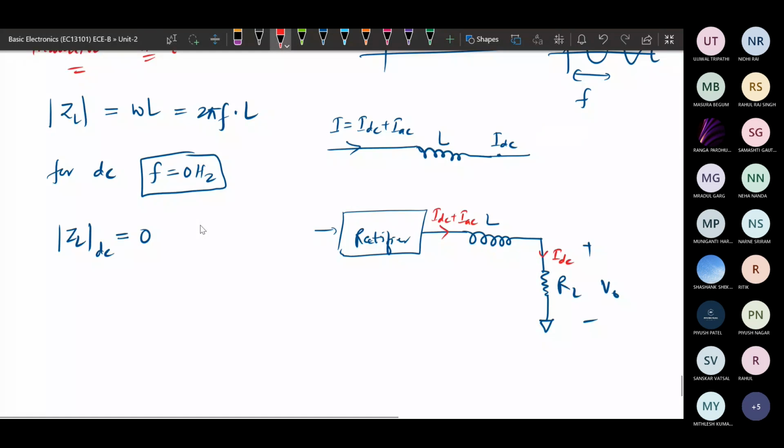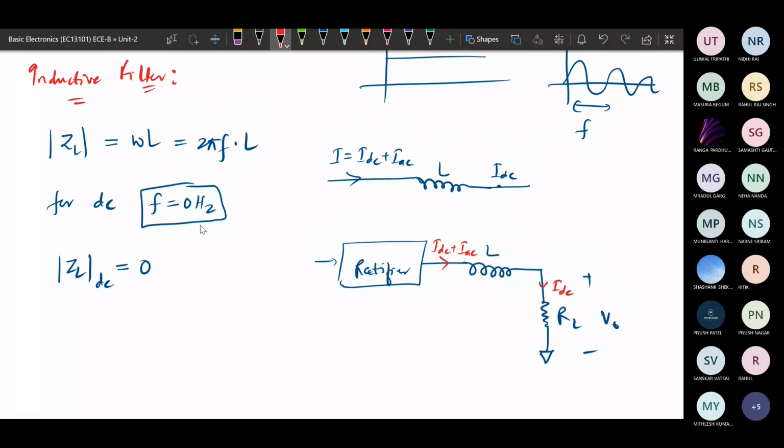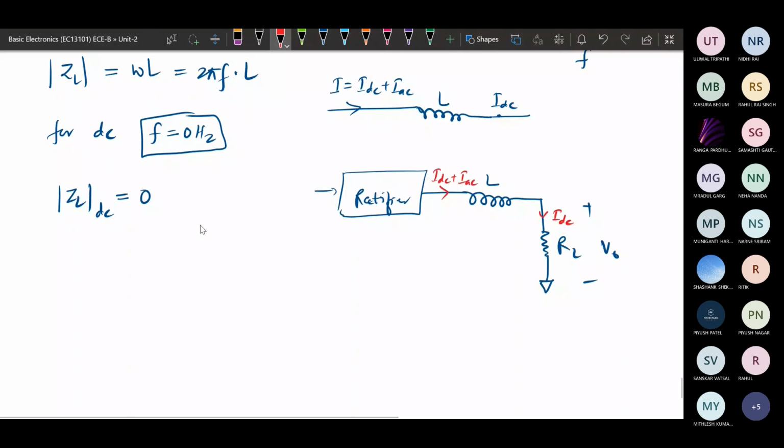So in case of an inductive filter, we connect an inductor in series with the load resistance. This is the simple filter circuit. Even this does not have much efficiency. Based on the conversion of the input to the obtained output, here it has AC and DC, and here we get only DC. So what is the rate of conversion, or the efficiency of this filter circuit?